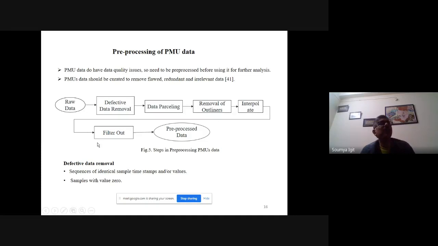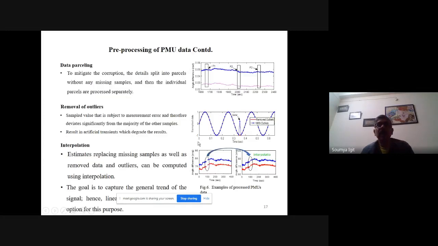Then you have to filter out some high frequency components and low frequency components. That means some sluggish response with respect to a certain time scale. Some are redundant information and some are relevant information. Accordingly, the low frequency component and the high frequency component should get filtered out. And this is the pre-processed data, the retrieval of the PMU data features for further analysis.